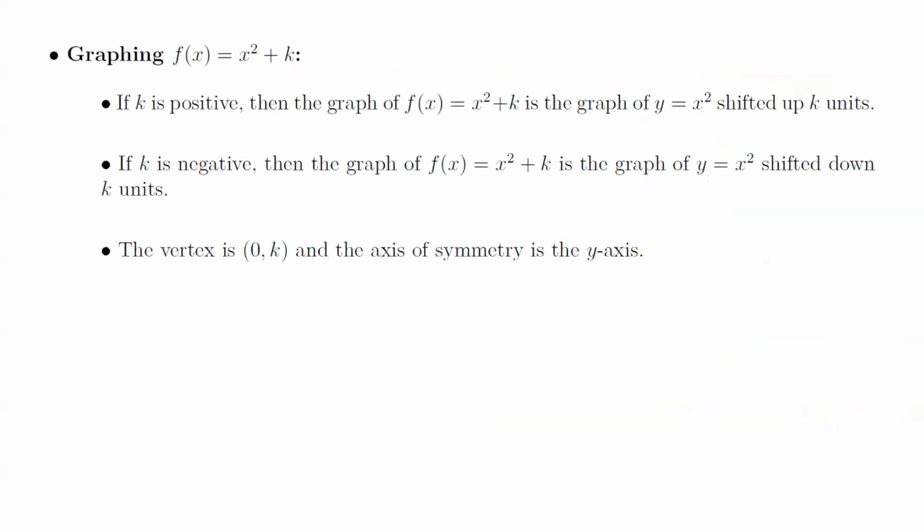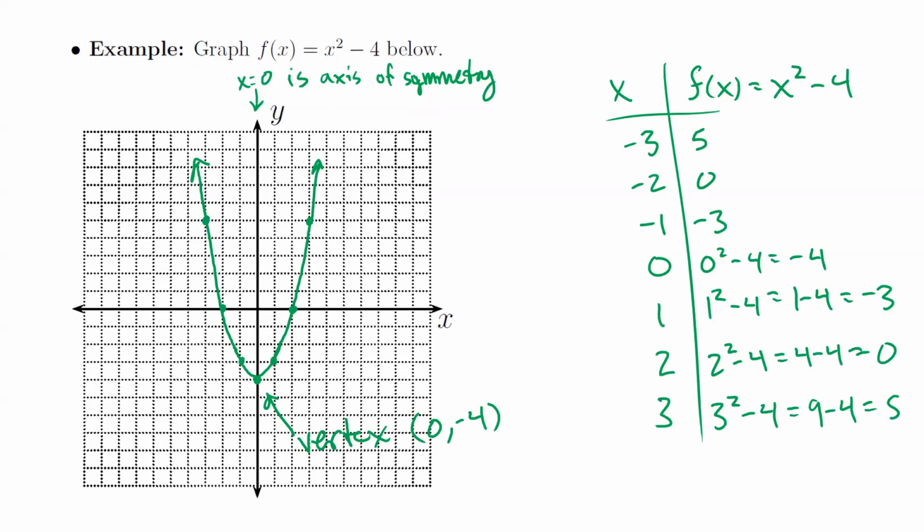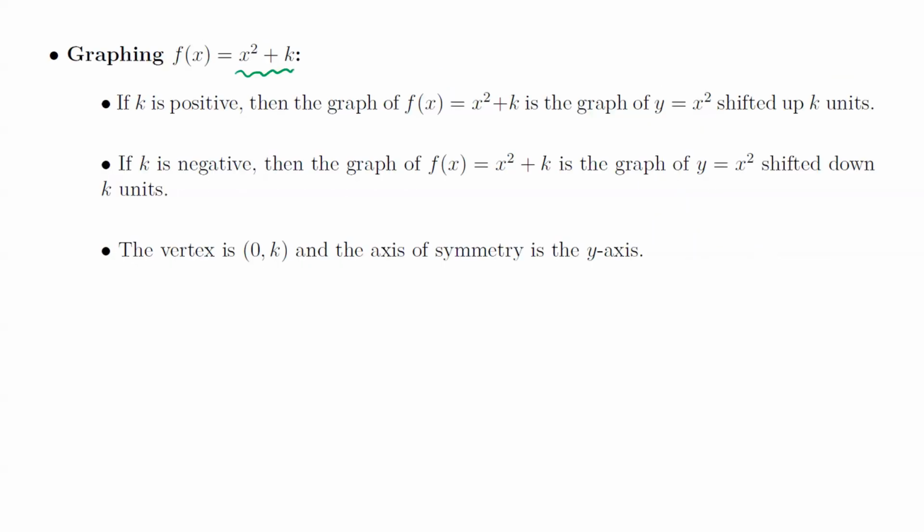So in general, here's what we can say. If you are graphing something of the form f of x equals x squared plus k, and by the way, k can be positive or k can be negative. Like in this last one, we would say k is equal to negative 4. So if k is positive, then the graph of f of x equals x squared plus k is going to have the same look as the graph y equals x squared, but it's going to be shifted up k units.